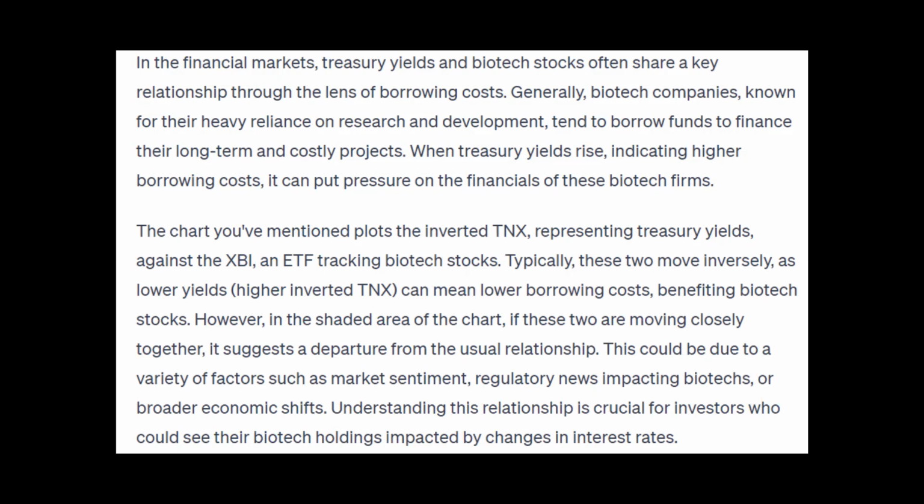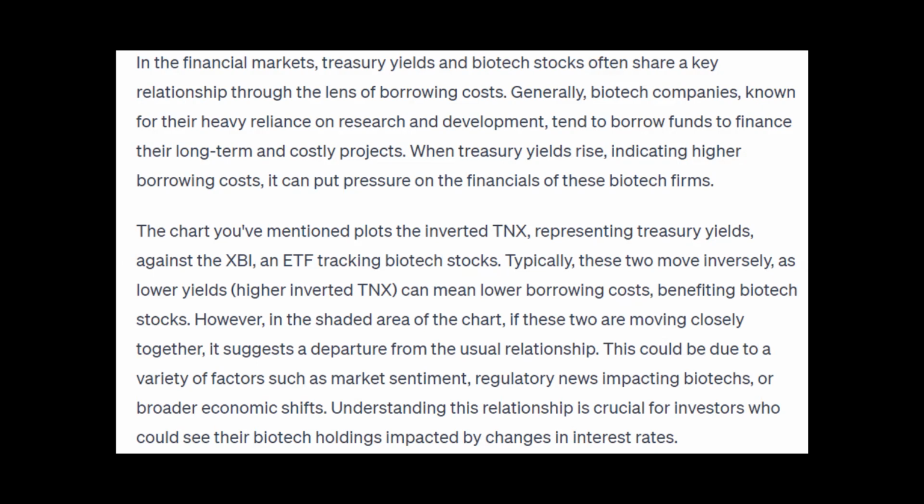It also talks about how in the shaded area of the chart, those two are moving closely together, suggesting a departure from the usual relationship. Again, guys, these things aren't going to always be 100% correlated all of the time, but you need to get the overall grasp, the overall concept behind things. That will really help you understand the movements in biotech. A lot of people in biotech don't really seem to understand this very simple concept, so I made a dedicated video to this.